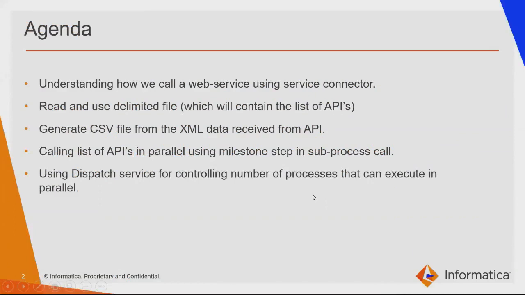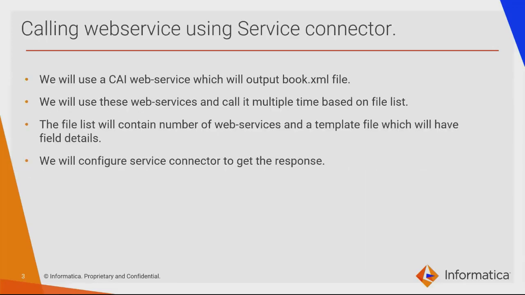So the agenda for today: understanding how we call a web service from Service Connector, reading and using a delimited file which contains a list of APIs, generating a CSV file from the XML data received from the API, and calling a list of APIs in parallel using the milestone step in a sub-process call. And at the end, we'll use the dispatch service for controlling the process execution so that we control how many processes will execute. So let's start.